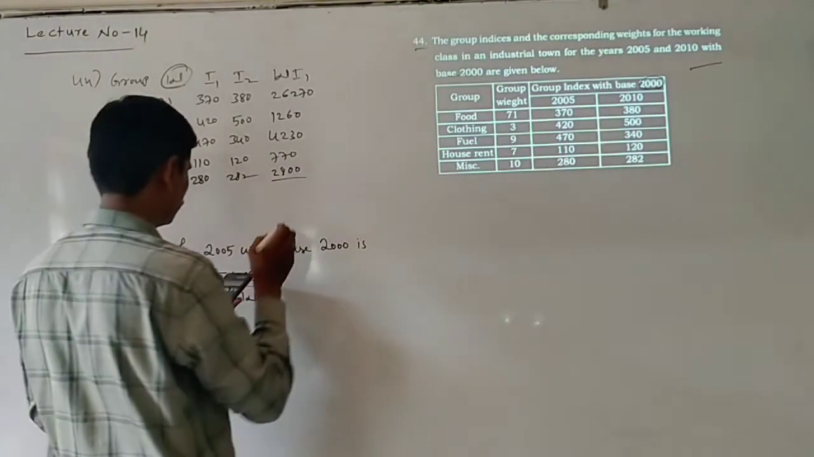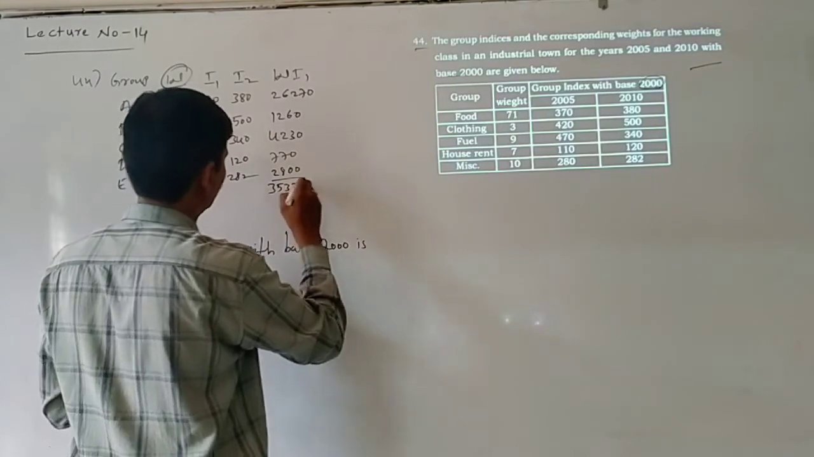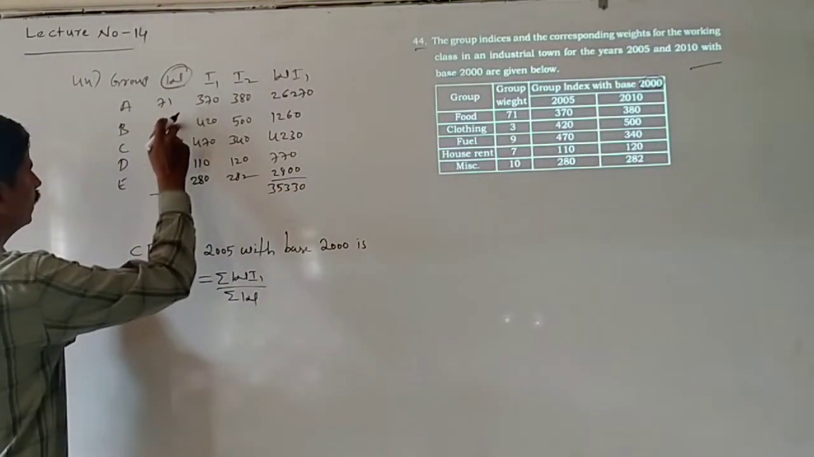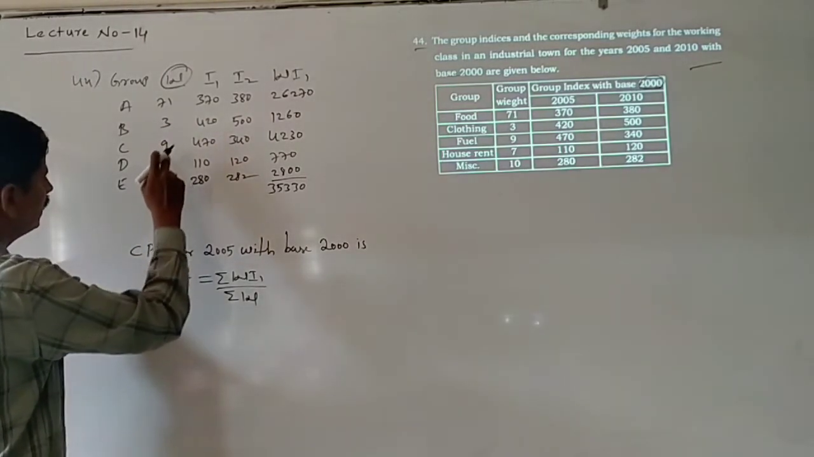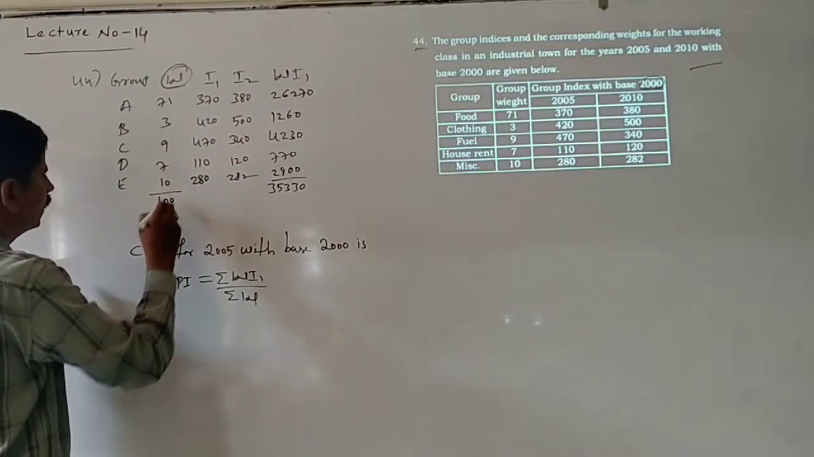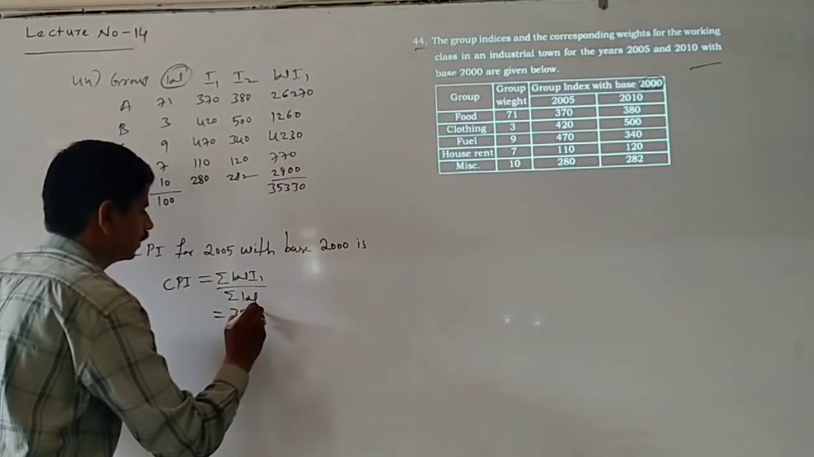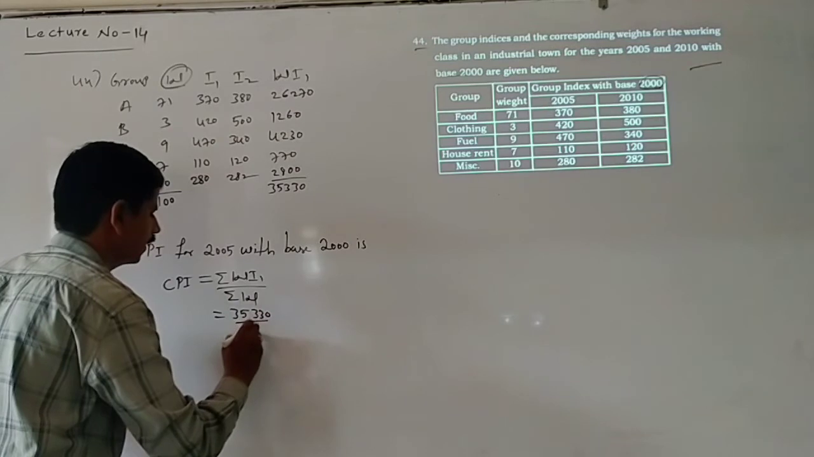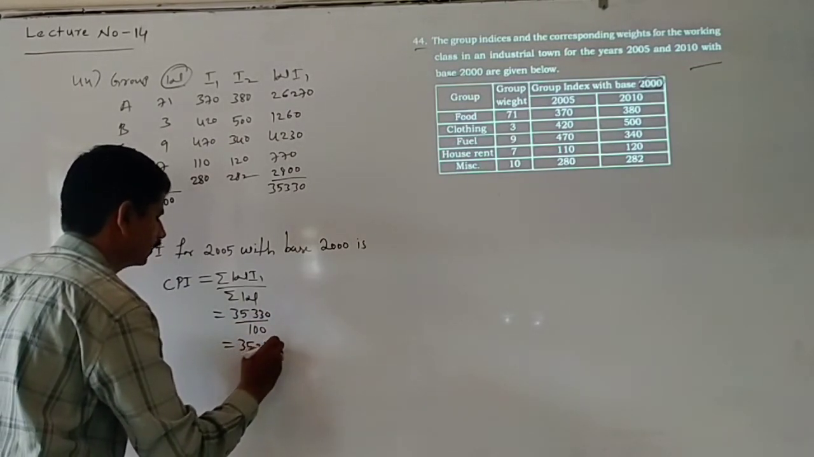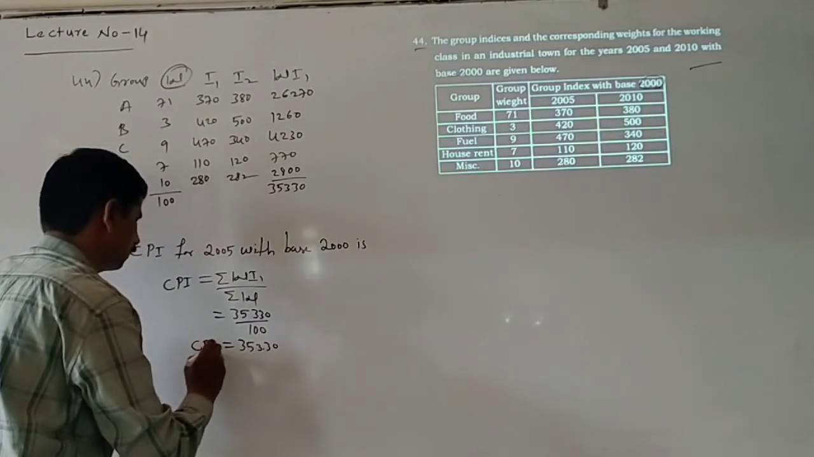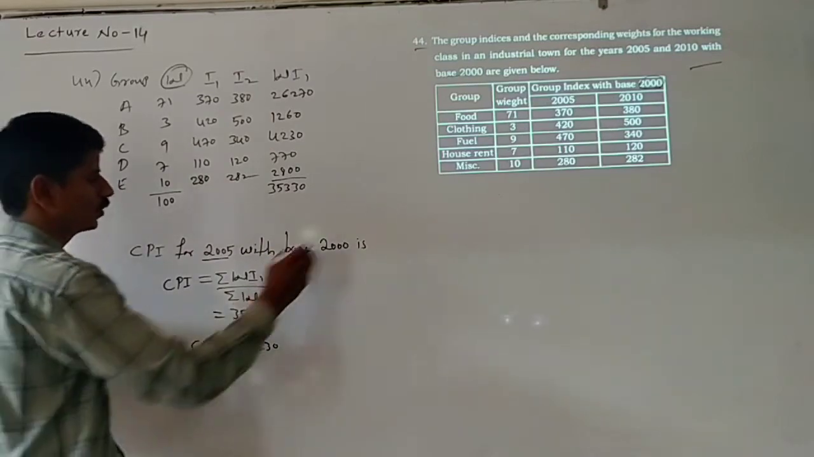Then we get 35330, and sum of W is 74 plus 7 plus 9 plus 3... that is 100. Here substitute values: 35330 divided by 100 is 353.30. It is the CPI for the current year 2005 with the base 2000.